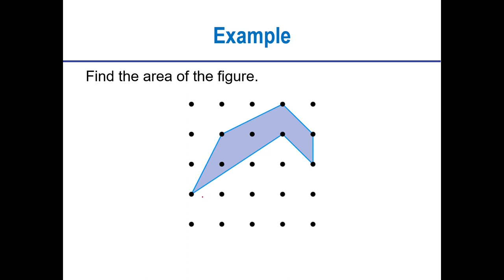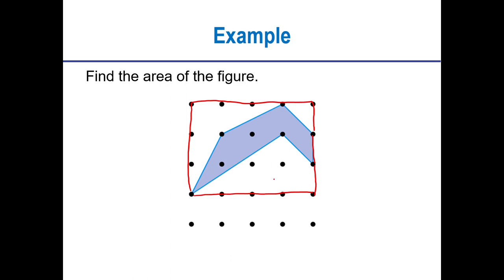Let's look at another example, and we want to find the area of this shaded figure. We're going to start with the same process. Let's break it up and draw a rectangle around the boundary of this figure. And as you can see, the figure now has a rectangle around it.